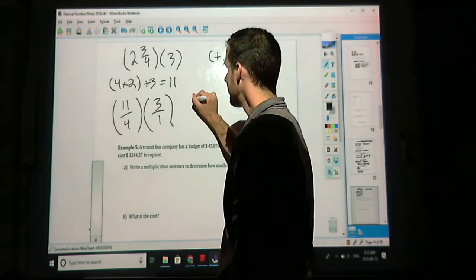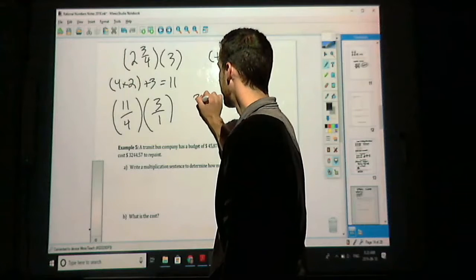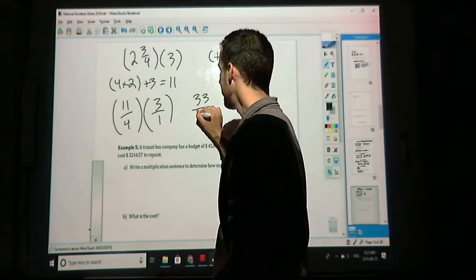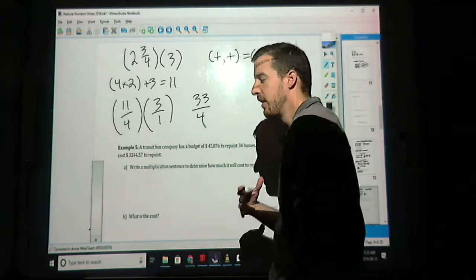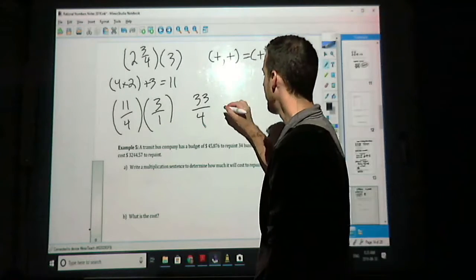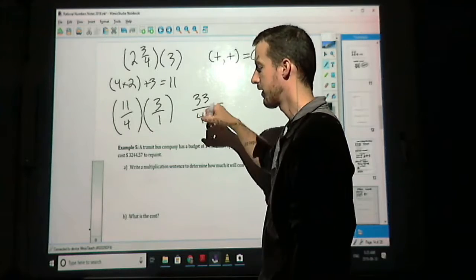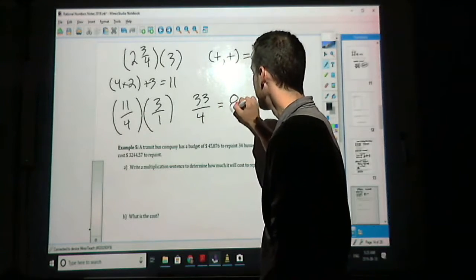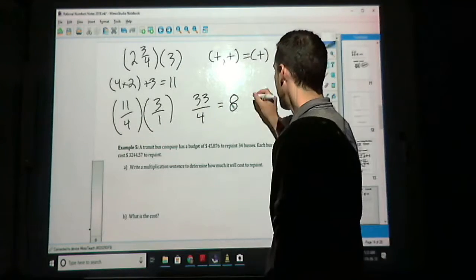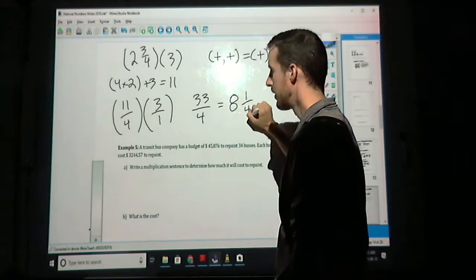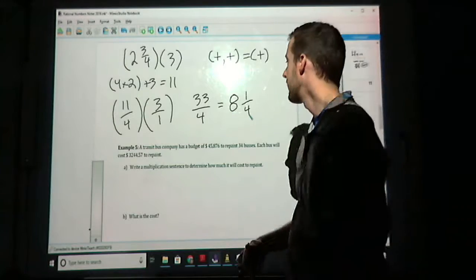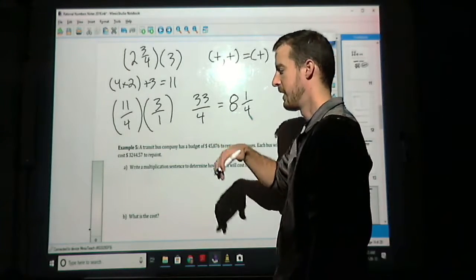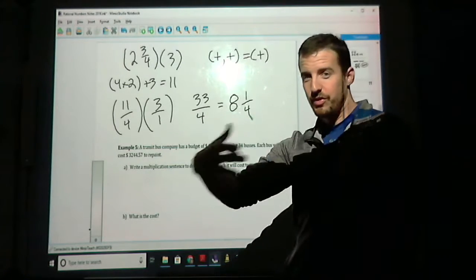Multiply our numerators. 11 times 3 is 33. And multiply our denominators. 4. Good. Okay, so the last thing we have to do is simplify. So 4 goes into 33 8 times. If you're not sure, you can use your calculator to help you out. And the remainder is 1 over 4. If it's a word problem, I would recommend writing your answer as a word statement.